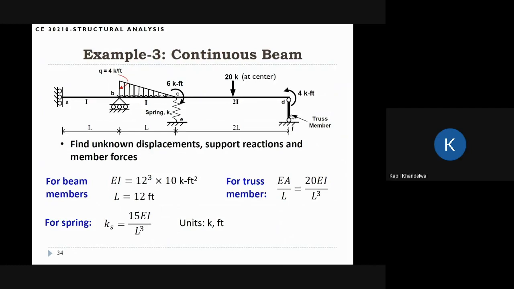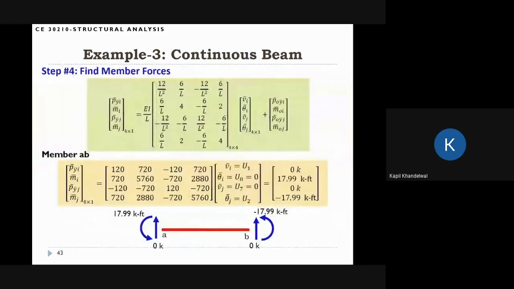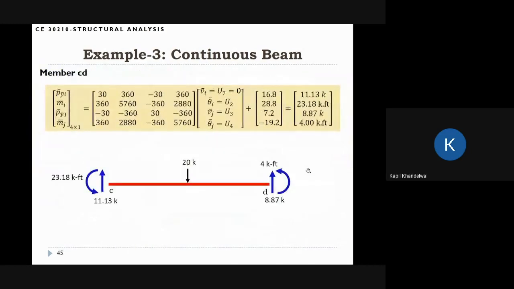And that is very clear if you look at the member forces here for this beam. You can see that the entire force here is acting on this beam member, okay? There is no moment in the truss member. So all the moment that we have applied just goes directly to the beam. None of the moment gets transferred to the truss member.